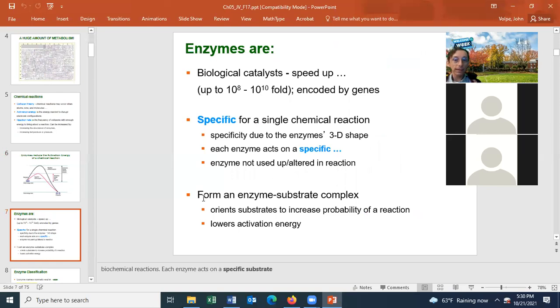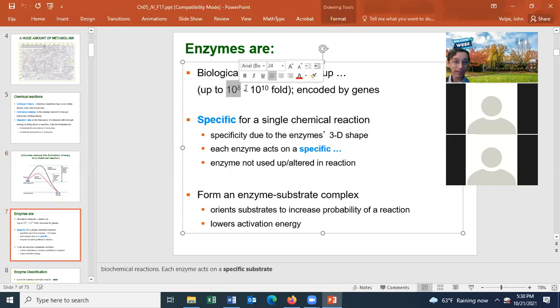So biological catalysts speed up chemical reactions. And in cells, we have biological catalysts, which we call enzymes. And they can speed up a chemical reaction 10 to the 8th or 10 to the 10 fold times. If you remember, 10 to the 6 is 1,000,000 times. So this is, I don't know, within a magnitude of 1,000,000,000 times. Did I say that right? Yeah. Meaning 10 to the 9th is 1,000,000,000 times. And biological catalysts are enzymes, and enzymes are encoded by genes.